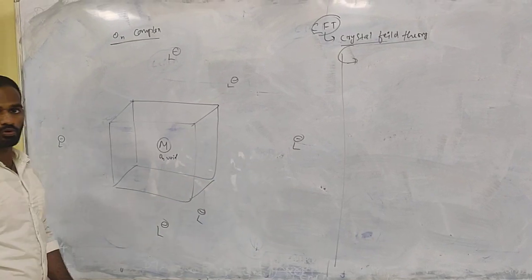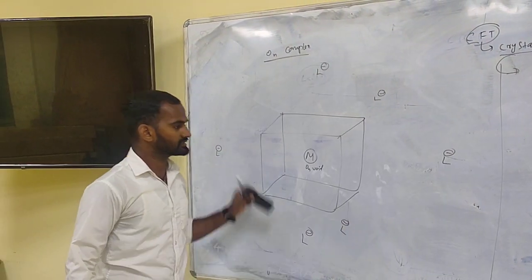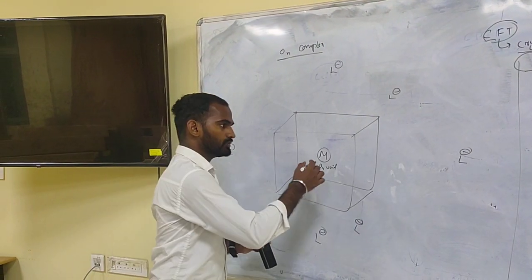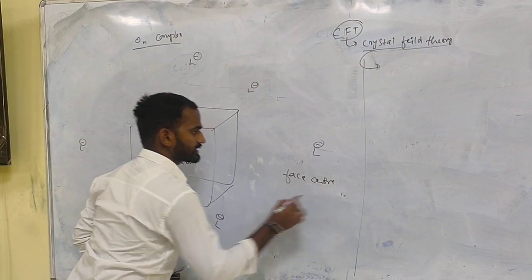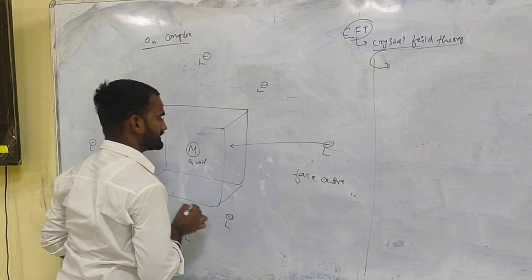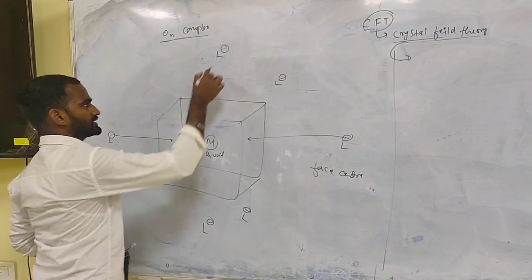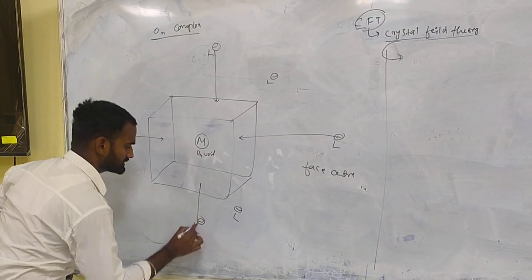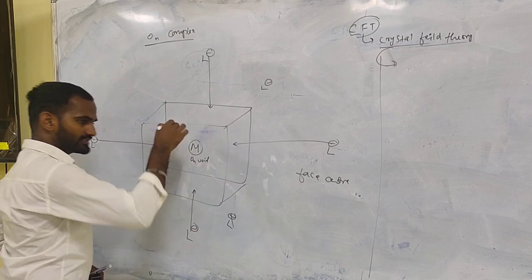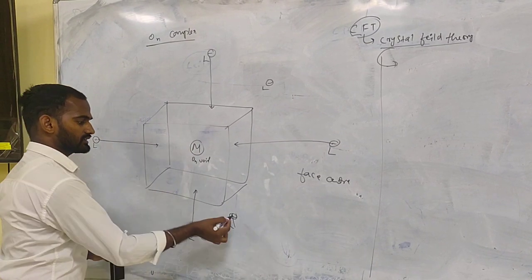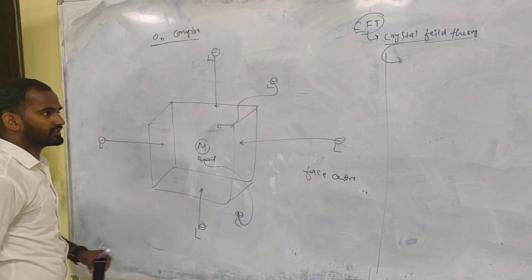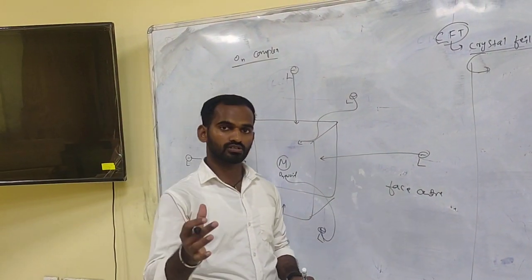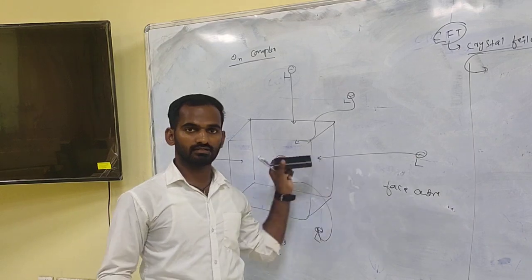One more point is, the 6 ligands will approach this cube from the face center. This one will approach from this face center, this from this face, this from this face, and this one from the front side. Okay, you are understanding now? Front side will come from front side, and this will come from back side. So this is how the ligands will approach the metal, by these face centers.